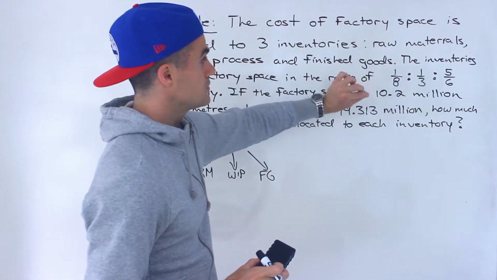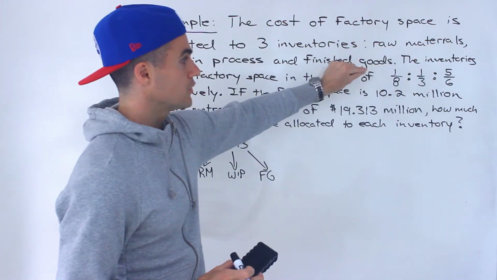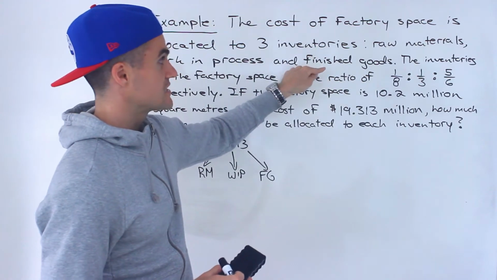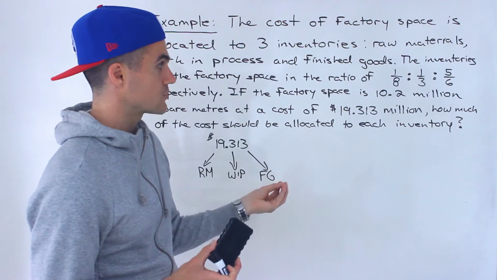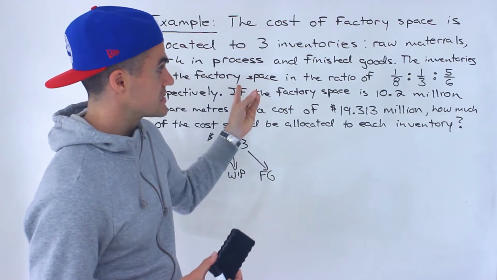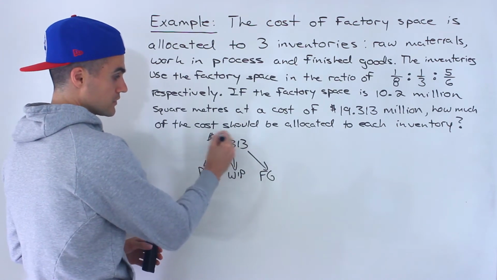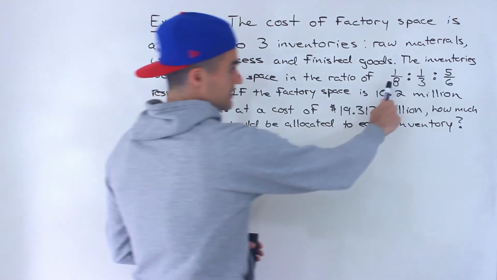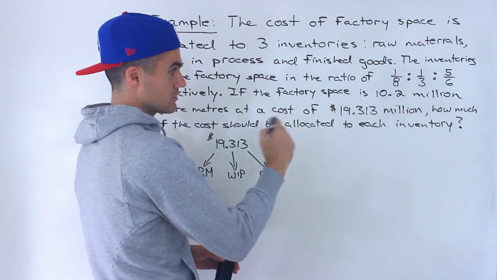I'm going to take this ratio and convert it to percentages of each of these inventories, to see what percentage of the factory each of them takes up. Then we can multiply that percentage for all three respectively by the cost, and we'll get those amounts. Now, these fractions here are not the percentages, they're part of the ratio. That's one thing I want to mention.